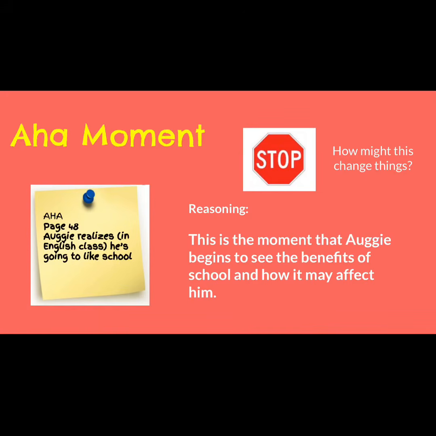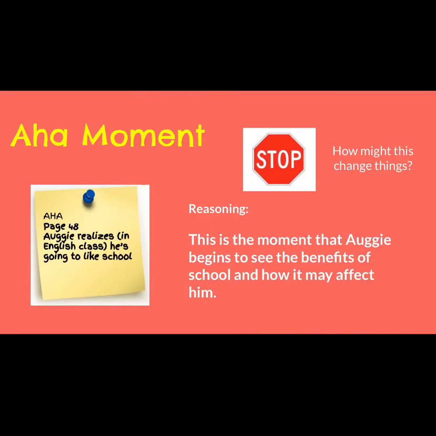Here's another example using the story Wonder with the signpost of the aha moment. Notice on my post-it I marked the page 48, and this is when Augie realizes in his English class he's going to actually like school. And I stopped and I asked myself, how might this change things? And my reasoning is that this is the moment that Augie begins to see the benefits of school and how it might affect him.